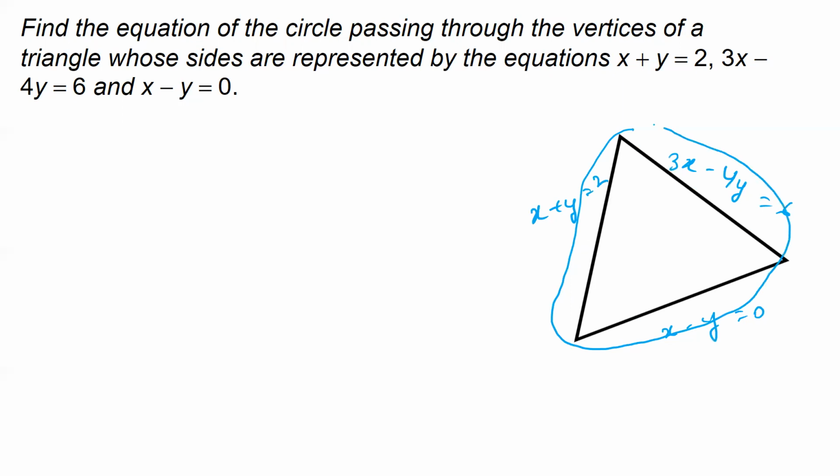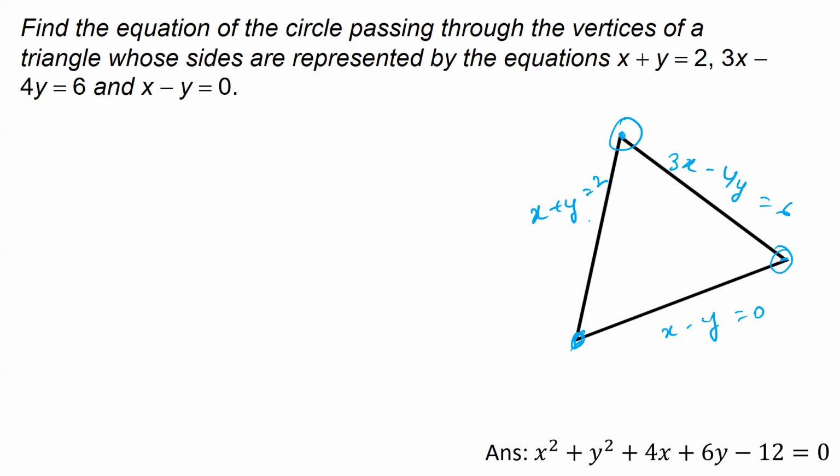Now the question is asking you to find out the circle which is actually a circumcircle to this triangle. That means we have to find out a circle which passes through these 3 points, these 3 vertices. So first of all, what we need to do is just find out these vertices. And how can we do that? We just simultaneously solve these 2 equations. On solving these 2 equations, I'll be getting this vertex. On solving this and this equation, I'll be getting this vertex. And on solving this and this equation, I'll be getting this vertex.